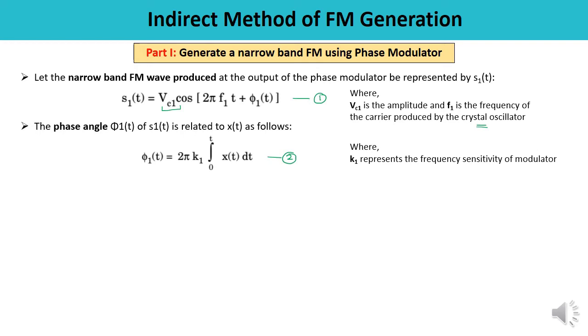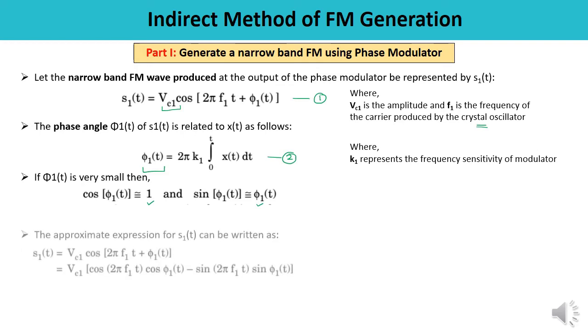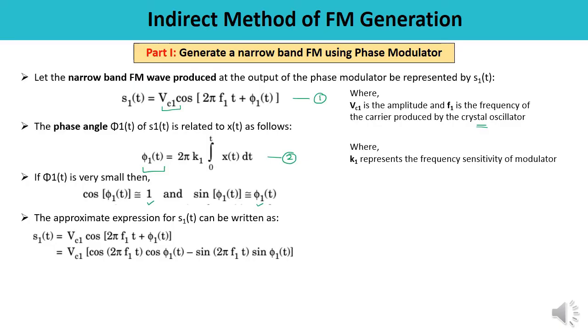Now if this value φ1(t) is very small, then we have to take certain assumptions. When this value is very small, cos of this value is approximately equal to 1, and sin of this value is equal to φ1(t), because in the further mathematical analysis we are going to utilize this property. If we take these approximations, then equation number 1, Vc1 cos(2π f1 t + φ1(t)), can be simplified.